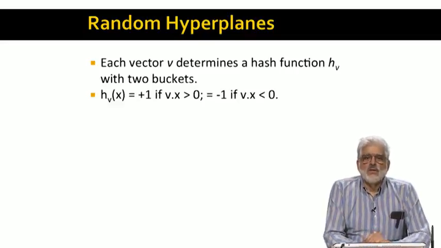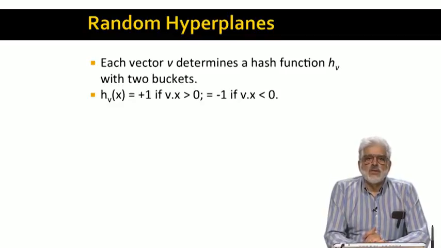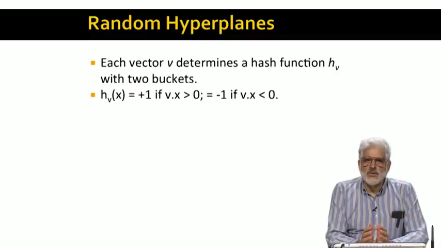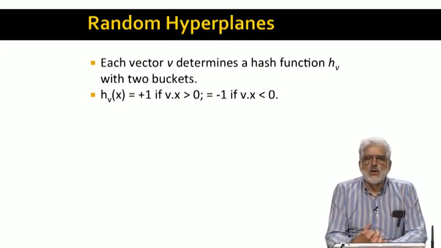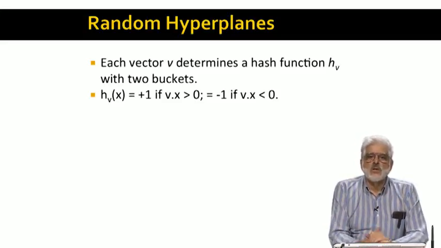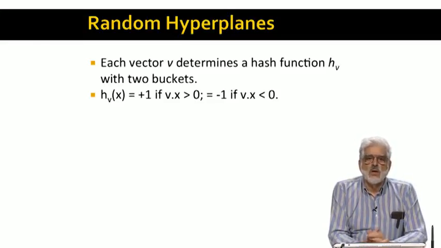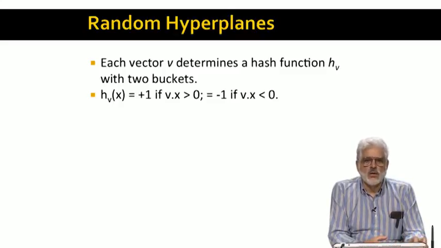The value of h sub v applied to vector x is either +1 or -1. It is +1 if the dot product of v and x is positive, and it is -1 if this dot product is negative. Notice I'm not saying what happens if v and x are perpendicular, that is, the dot product is exactly 0. In a vector space with real-valued dimensions, the probability of this happening is essentially 0, but to be precise, we should state something to do when the dot product is 0. Say put x in the +1 bucket.